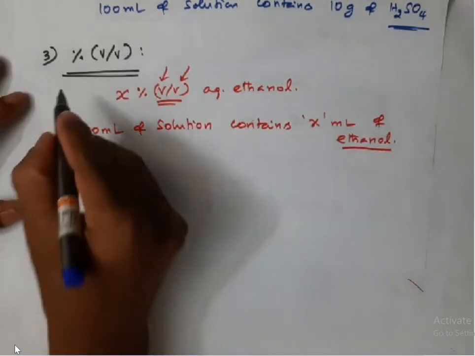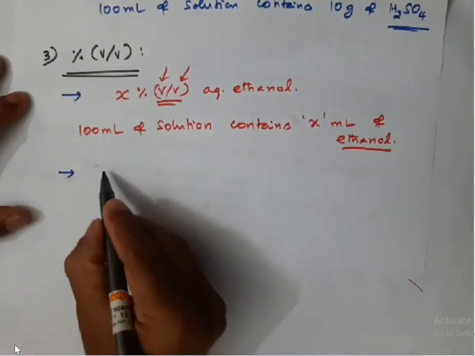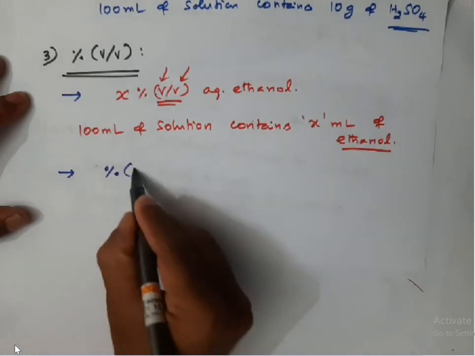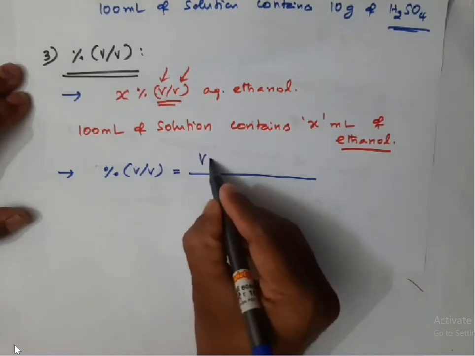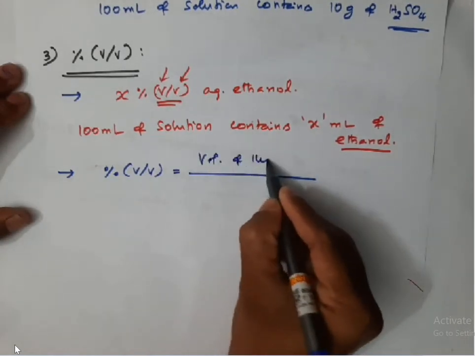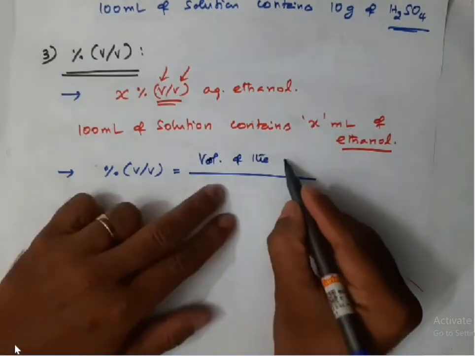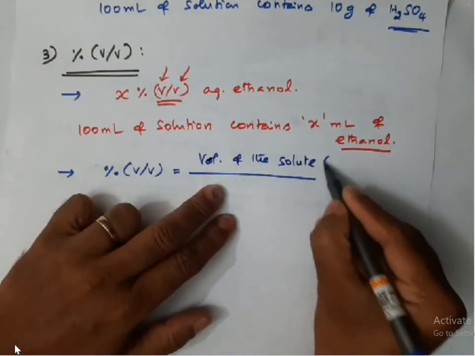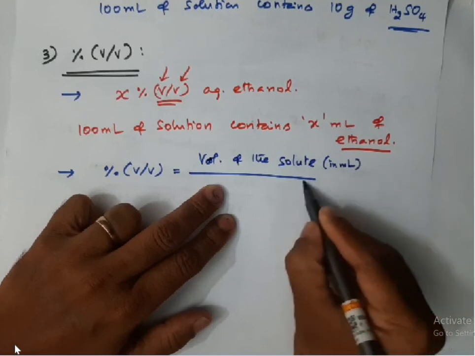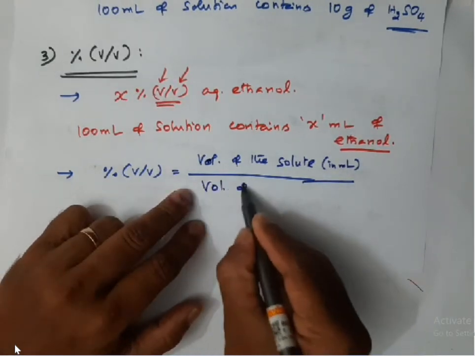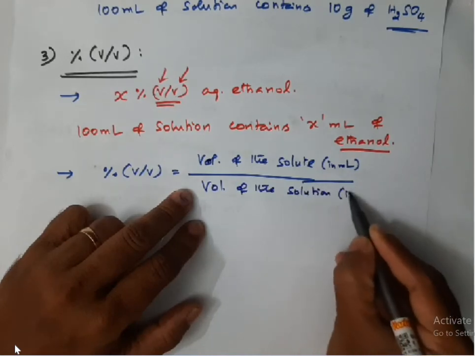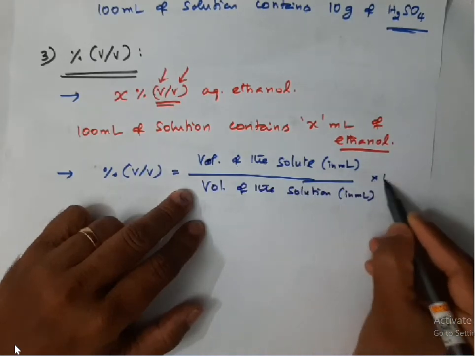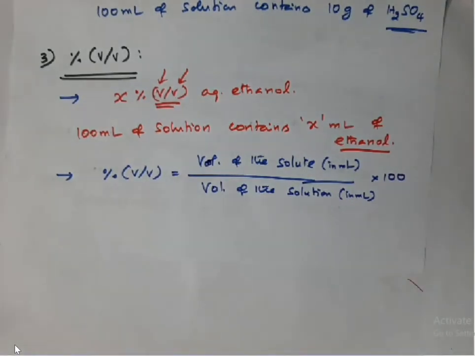You can also write like this. Percentage volume by volume is nothing but volume of the solute in ml divided by volume of the solution in ml into 100. This will give you percentage volume by volume solution.